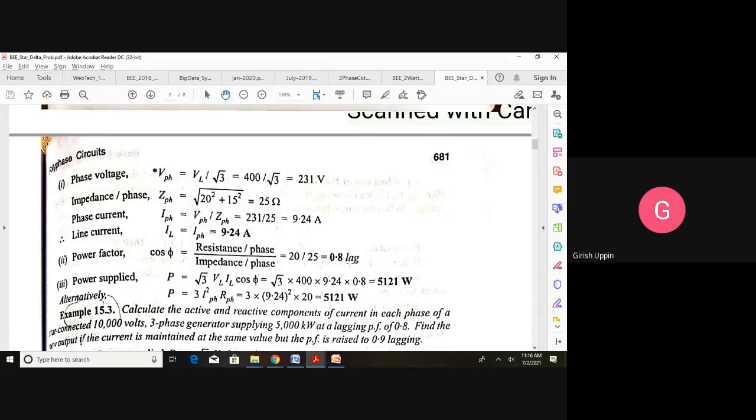Now, what is the power supplied? Same power equation, root 3 VL IL cos phi. Root 3, 400 is the VL, IL is 9.24, into power factor 0.8, that is 5121 watt. Alternatively, you can use the formula 3 times I phase square into R phase, or you can use P is equal to 3 times V phase into I phase into cos phi.